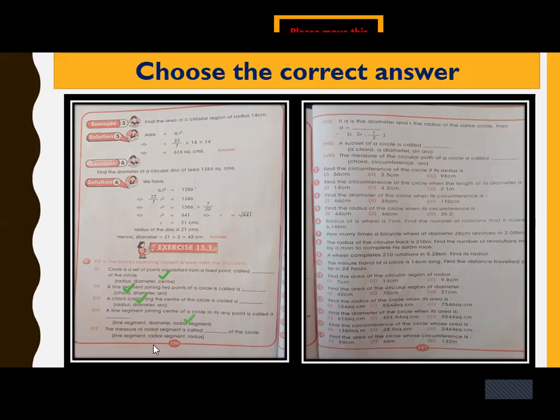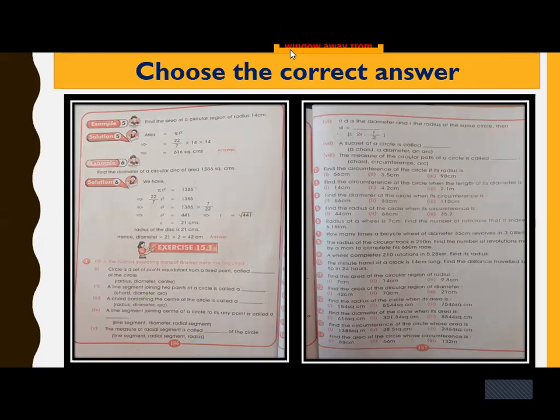Very good. And the measure of the radial segment is called, very good, students. Excellent, Kainat. Excellent, Rumesa, Halima. Everybody, very good. All the answers are correct. Very good. So in the same way, you can also solve these three MCQs.